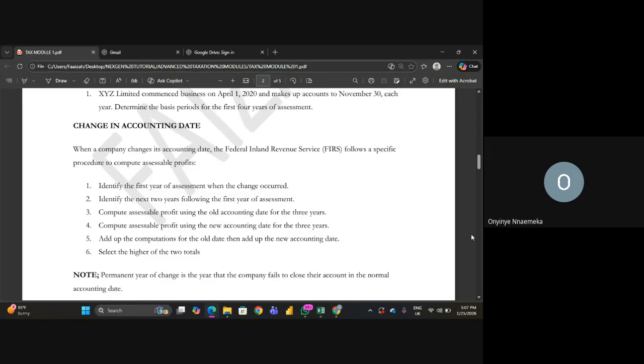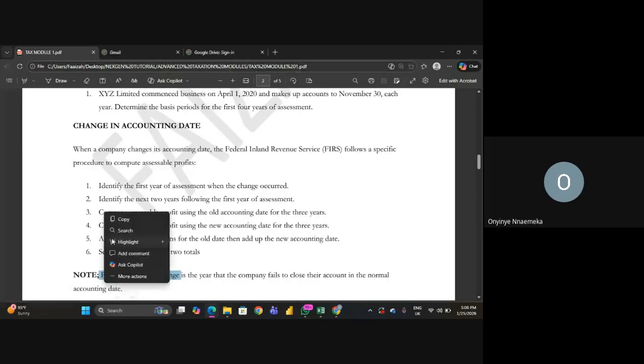No, this one did not change. It's the same thing as before the 2019 Finance Act, and it's the same thing after. Do you get it? So the first thing is to do what? Identify the first year of assessment when the change occurred. I would like to rephrase this one and say identify the year of permanent change, which is what is here. Year of permanent change. Identify the year of permanent change.